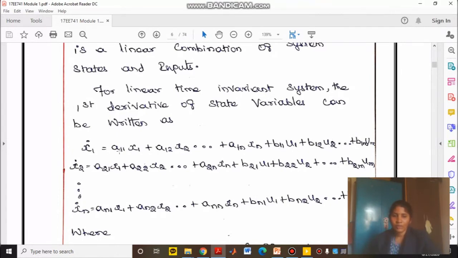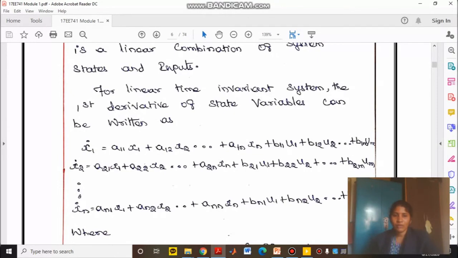So likewise, if you expand and write, you will get a11 x1 plus a12 x2 plus a1n xn plus b11 u1 plus b12 u2, and it goes on till b1m into um. Same way, x2 dot is equal to a21, because it is your second state equation representation. So x2 dot is equal to a21 x1 plus a22 x2, and likewise it goes on till a2n xn. Same thing, you have to write it as a function of u also.